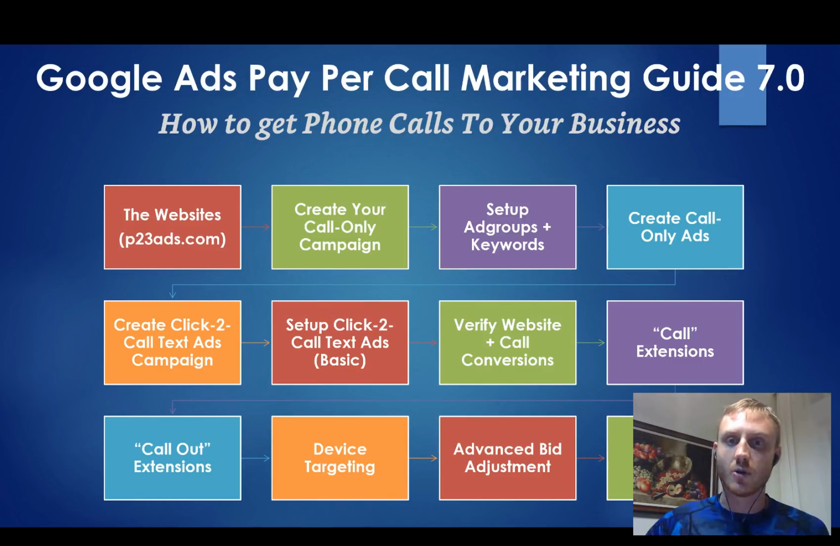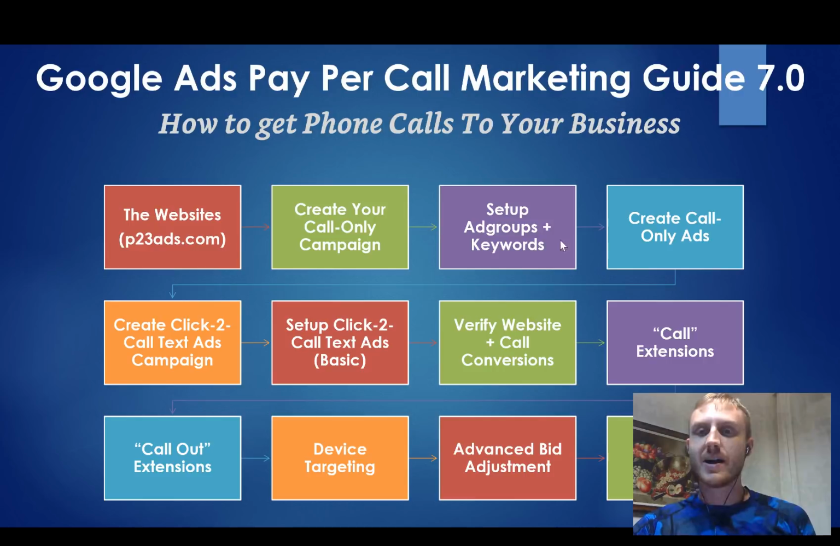Okay? So as a summary, here's what we're going to cover. We're going to cover the websites that I'm going to use. We're going to cover how to make a call-only campaign, how to create ad groups, and the types of keywords that I like to use, how I create the keywords. Then we're going to create a call-only ad. So that'll be the ad where you simply click on it, it goes to a phone call.